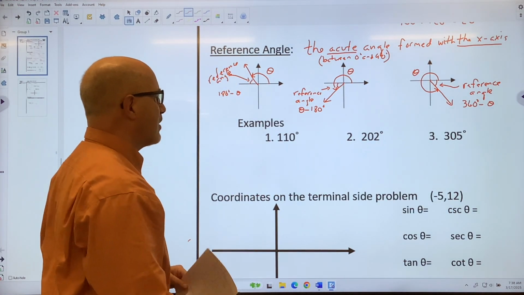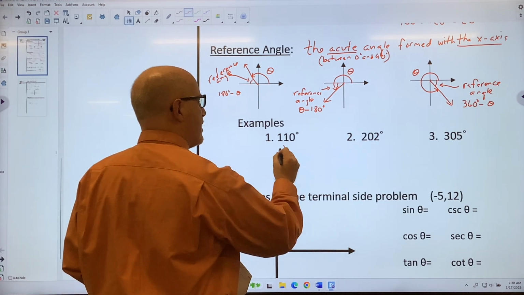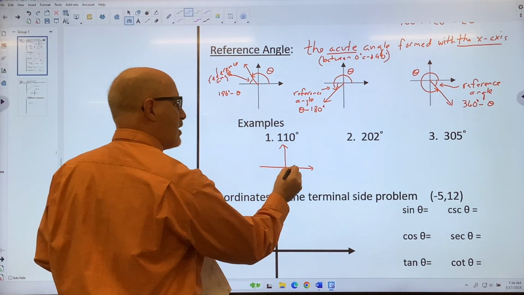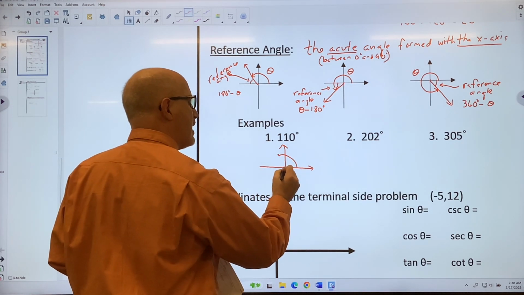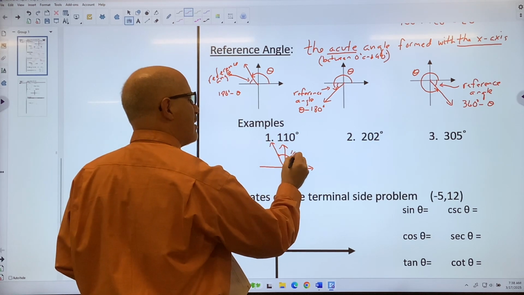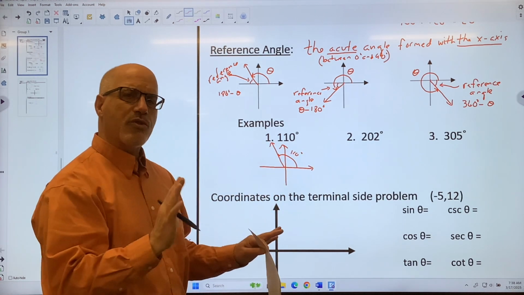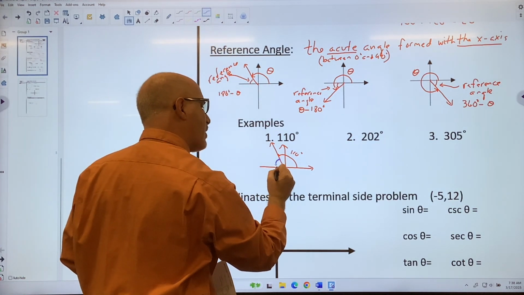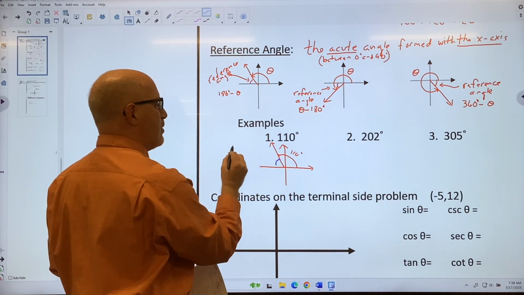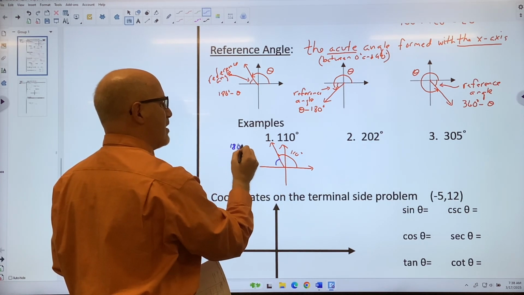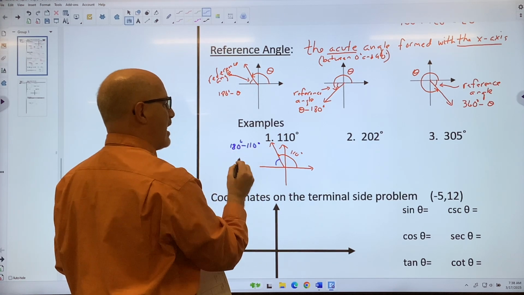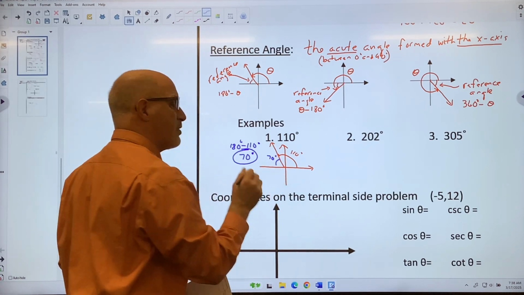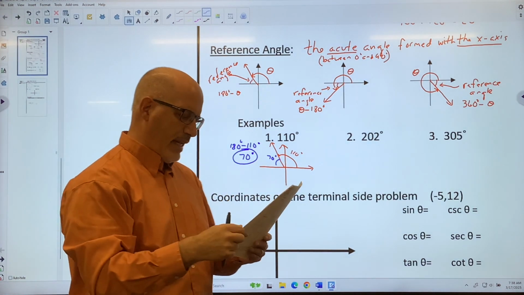So let's try a few problems here. An example would be 110 degrees. If I were to draw it here, I would go past 90, over here. Now notice that past 90 degrees, I'm past it 20 degrees, but I'm not interested in the angle with the y-axis. I want to know this angle here with the x-axis. So I'd take 180 degrees minus 110 degrees, and I would get 70 degrees for the reference angle. This angle is 70 degrees short of getting all the way to 180 degrees.